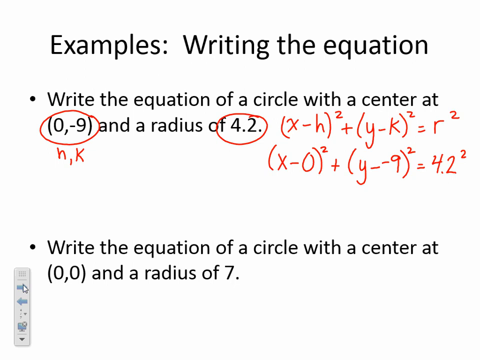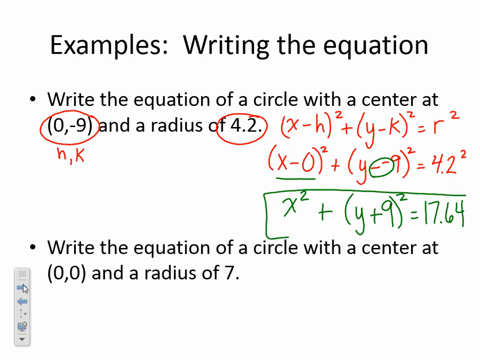Now if we went ahead and simplified this, guys, what's x minus 0? That would be 0, so this would be x squared plus, now inside here I see I have a minus or subtract a negative, so I would simplify that as saying y plus 9 squared. And then we would go ahead and actually calculate that 4.2 squared. 4.2 times 4.2, and that value becomes 17.64. So this is the general form of an equation of a circle that fits that description, that has a center where we wanted it and the radius that we wanted.